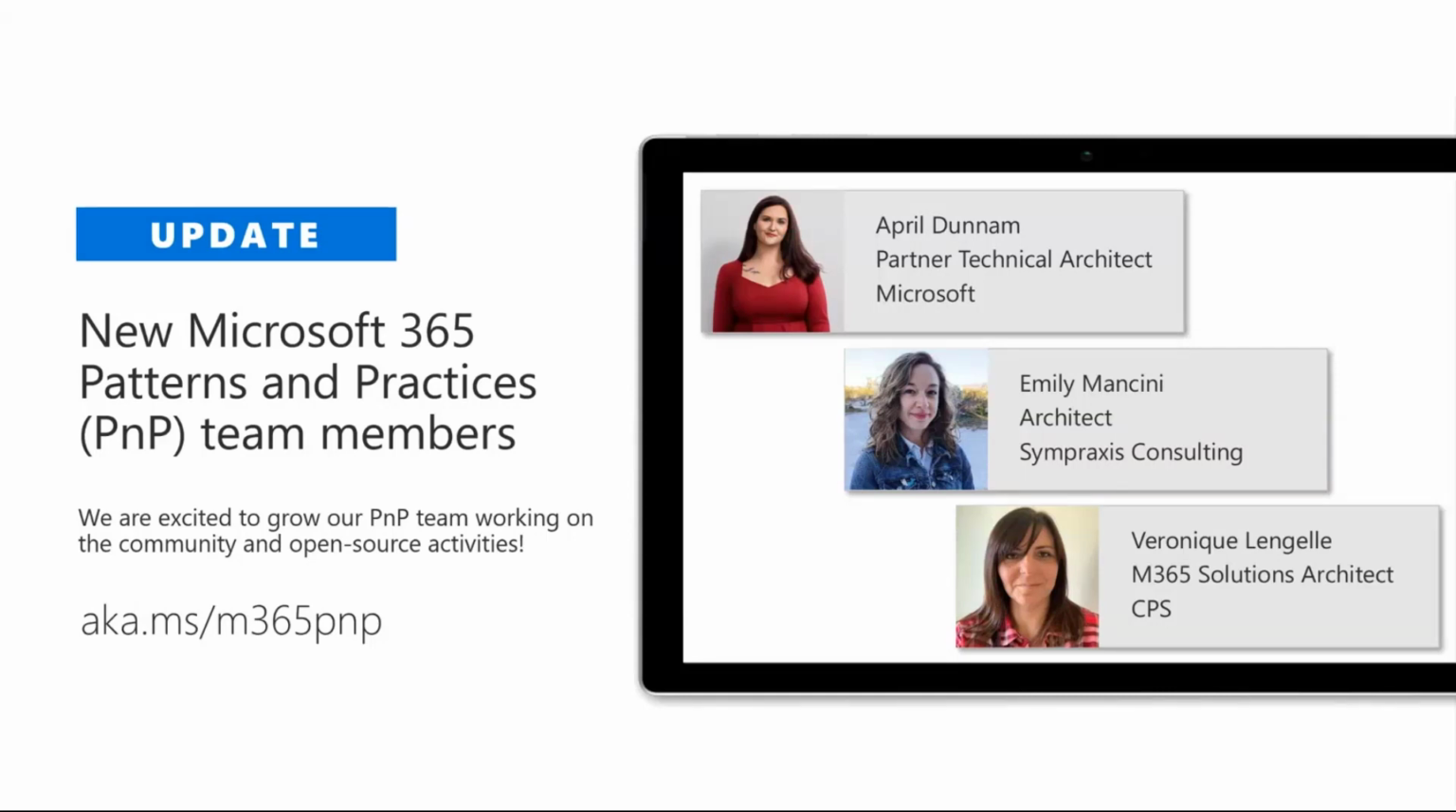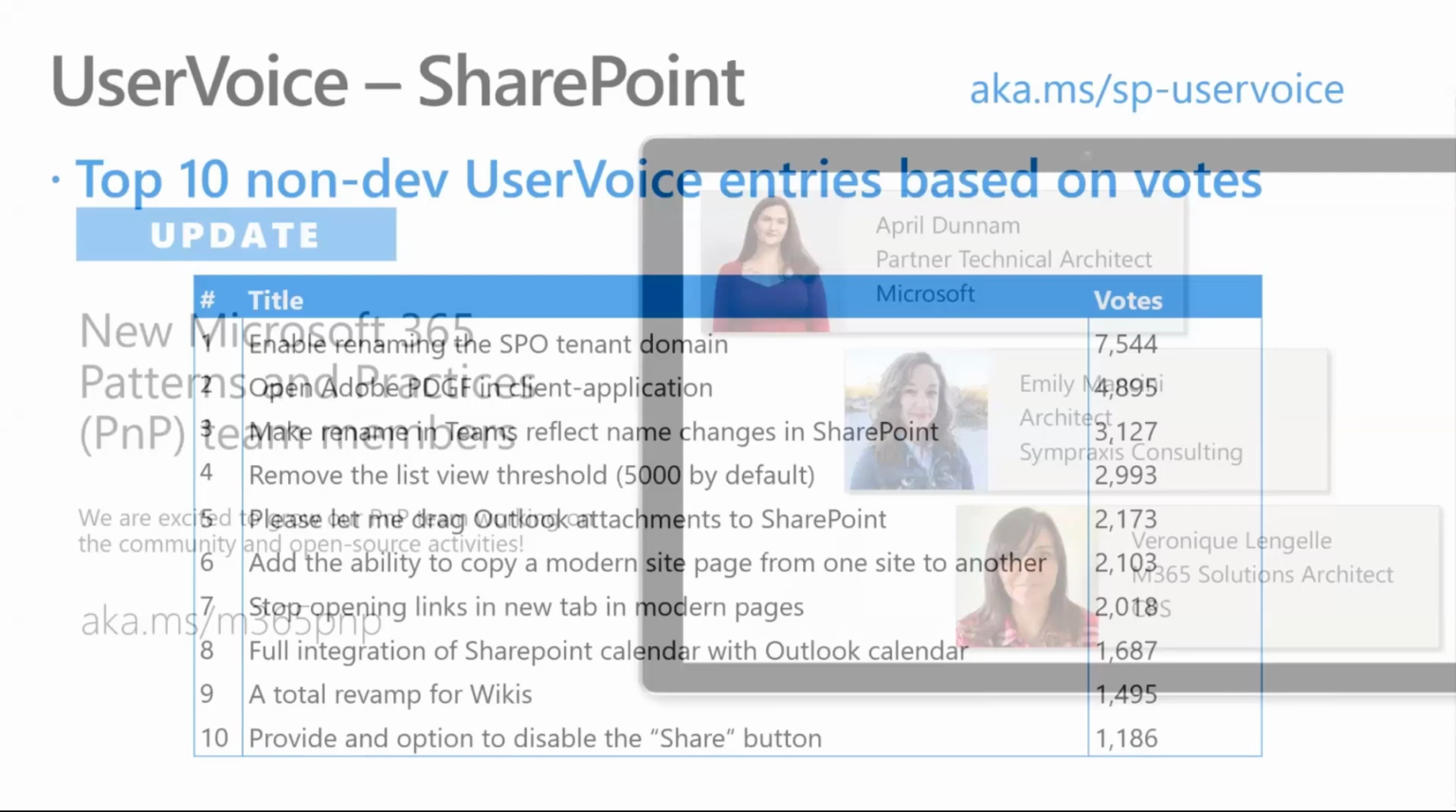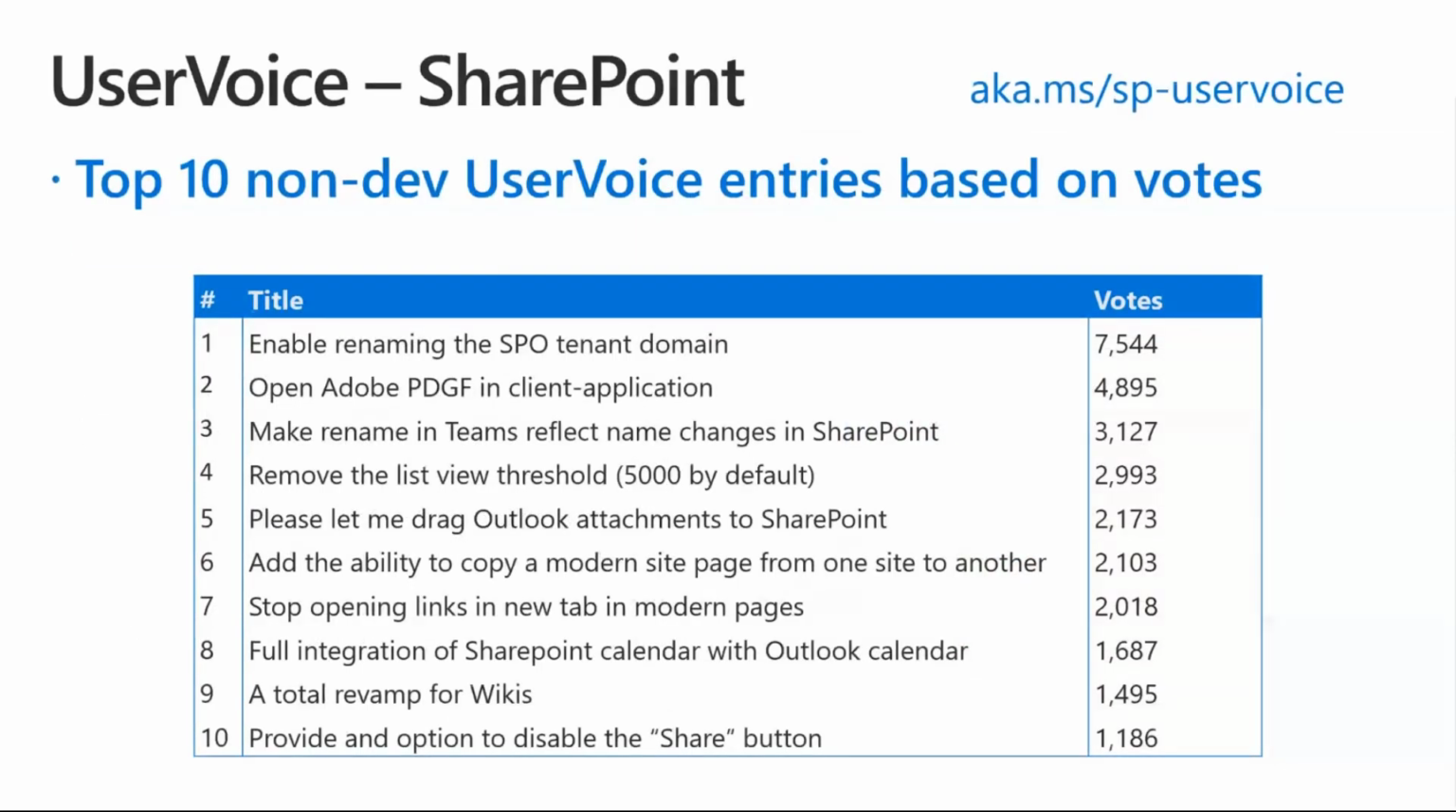The next thing, a quick recap on the updated assets, on the UserVoice. The number one request on the non-developer UserVoice is still to enable renaming of the SharePoint Online tenant domain. That is intended to go live later this year. I cannot remember, and I do not have an exact update on the timeline of that one, but it's intended to become possible relatively soon. And it's clearly the number one request here.